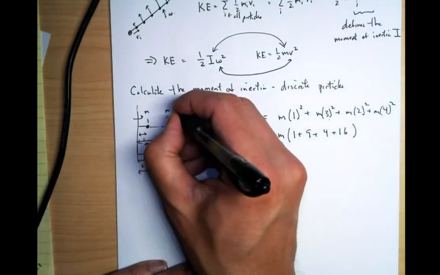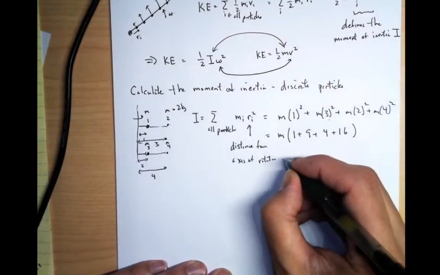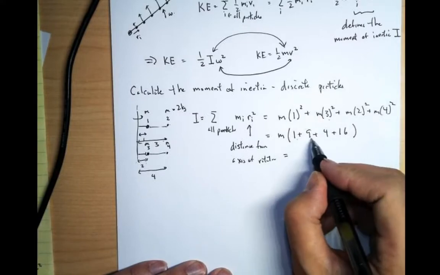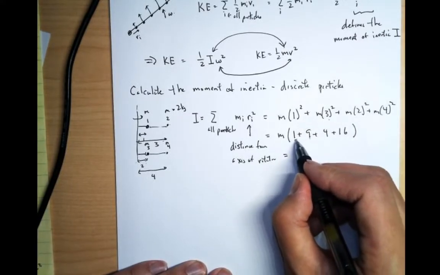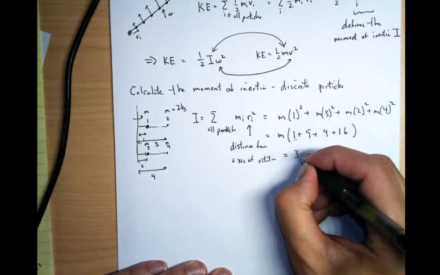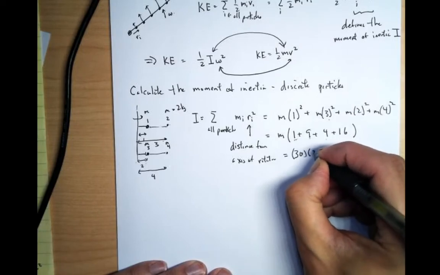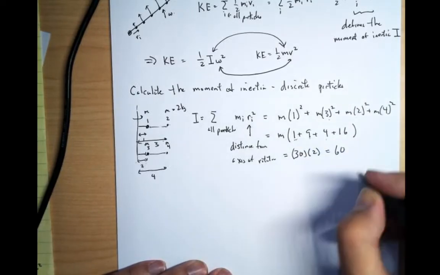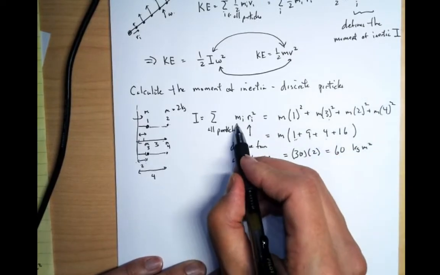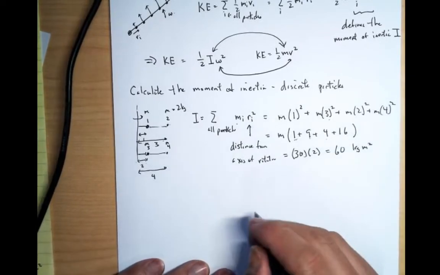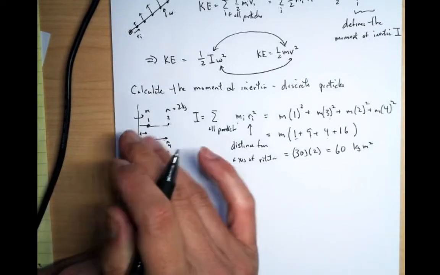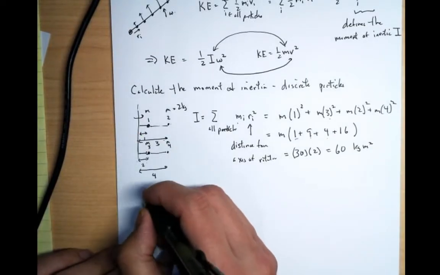Let's make these things equal to 2 kilograms each. So what is this ultimately? 1 plus 9 is 10, 4 plus 16 is 20, 20 plus 10 is 30, so 30 times m, which is 2, is 60. Now let's get the units right: kilograms meter squared, because it's kilograms here, meter squared there. So that's pretty simple for discrete particles. That's not where we're going to make our money. Where we're going to make our money is for continuous objects.